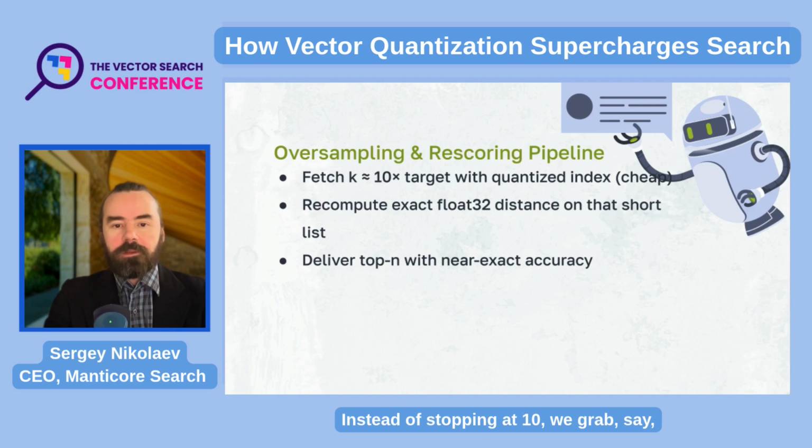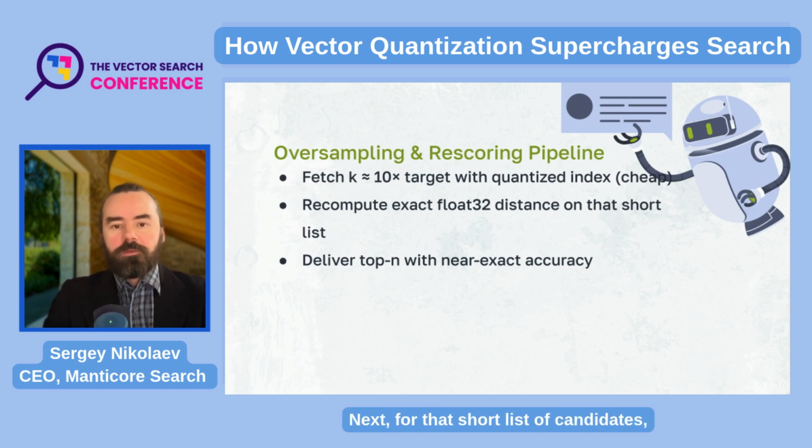Instead of stopping at 10, we grab say 50 or even 100 candidates from the quantized index, whether it's HNSW or IVFPQ, no matter. The reason we can afford to do that is because these compressed vectors are super lightweight and the distance calculations are just fast XORs and table lookups. So pulling an extra 90 isn't really a big deal, it's almost free.